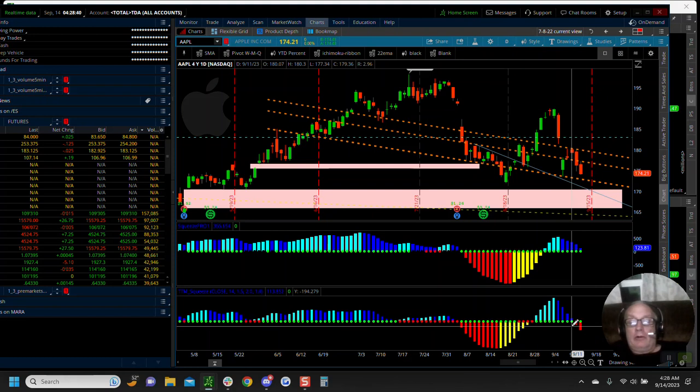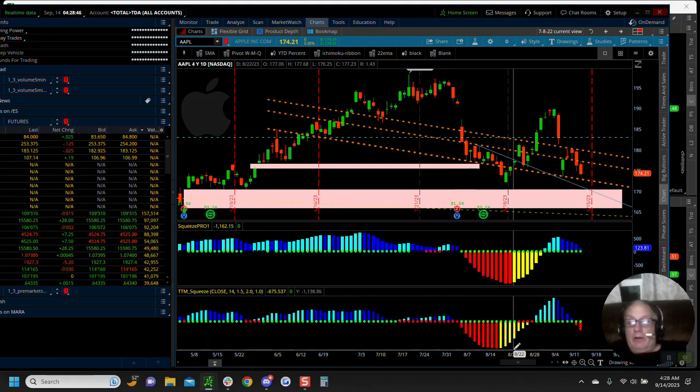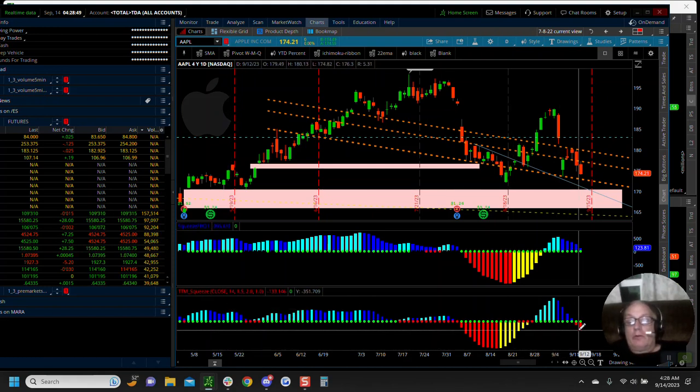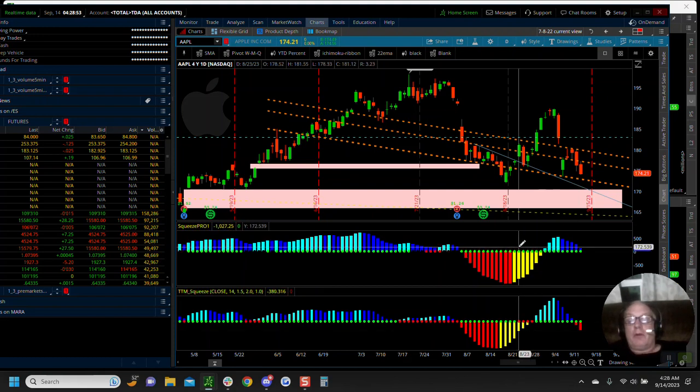This is your classic TTM squeeze indicator from TOS. I set it up to a wavelength of 14. The histogram's red, so that is confirming the down bias on the daily time frame. So that's how I initially start.